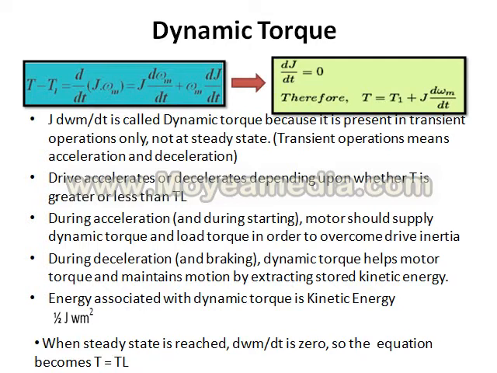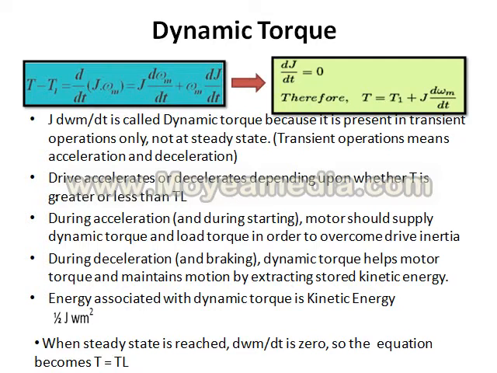So your drive accelerates or decelerates depending upon whether T is greater than TL or less than TL. During acceleration and also during starting, the motor should supply dynamic torque and load torque in order to overcome drive inertia. That is what this equation T equals TL plus J d omega by dt tells.